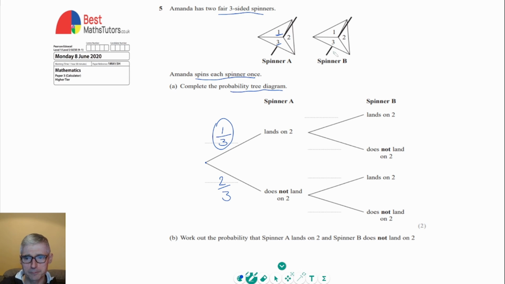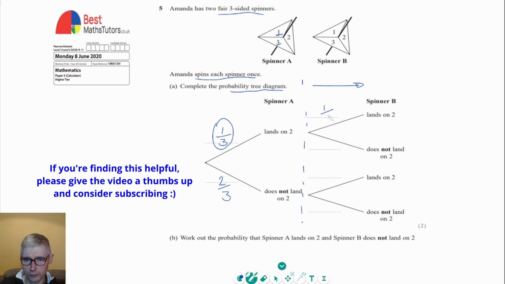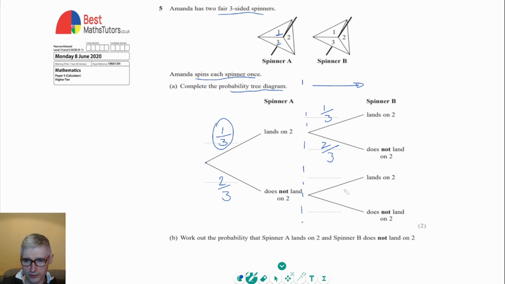Now if we look at spinner B, which is anything from there onwards, so if I drew a dotted line down there, this would be spinner B. And spinner B is exactly the same as spinner A. So the probability of landing on a 2 for spinner B is going to be 1/3. And the probability of not landing on a 2, again, is going to be 2/3.